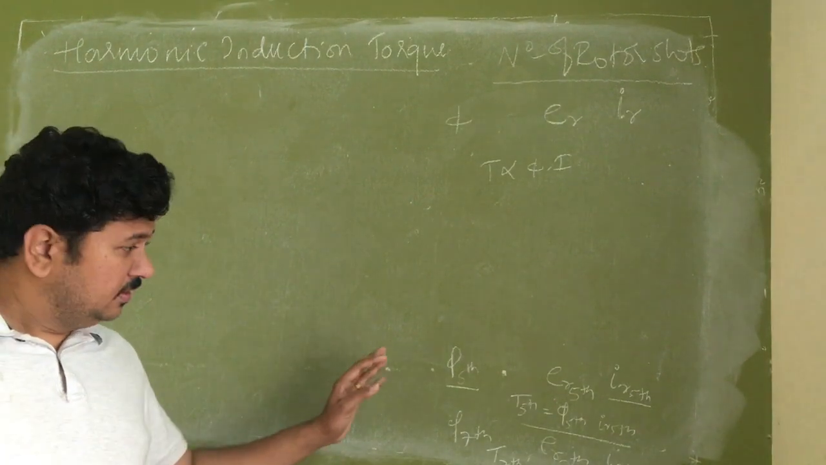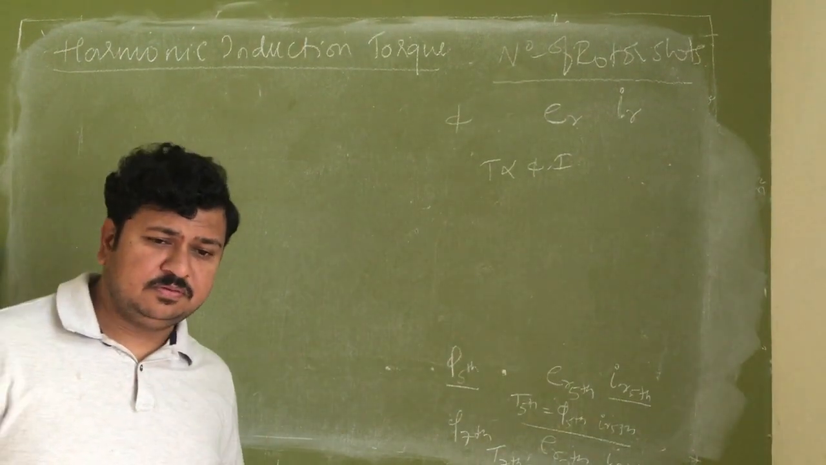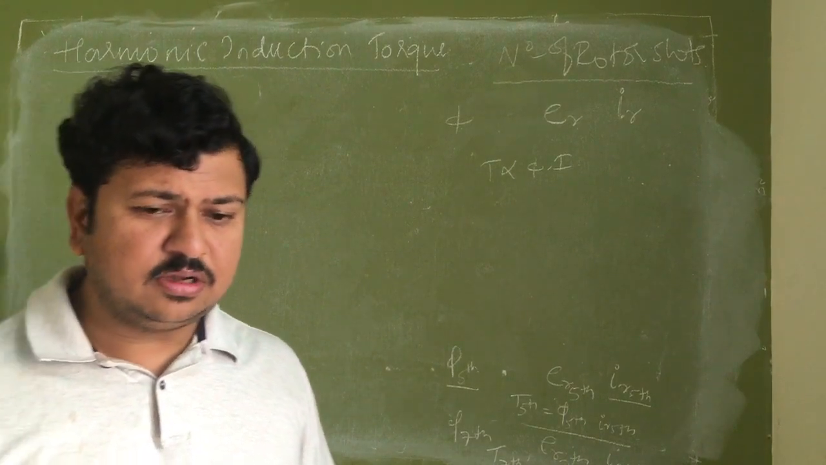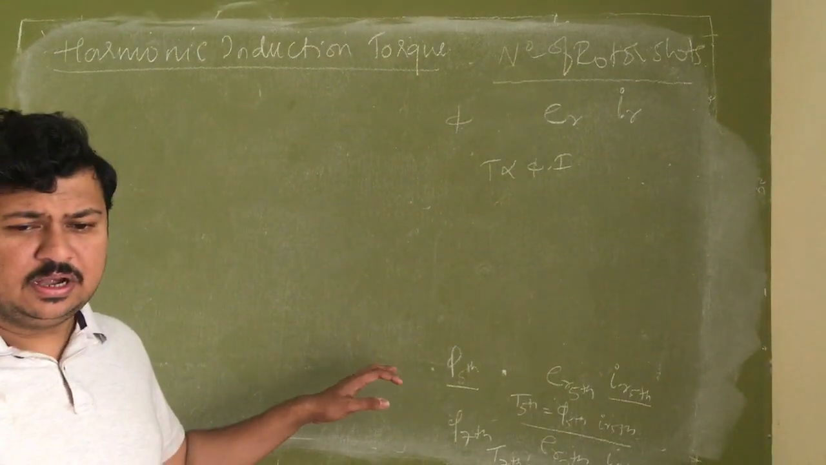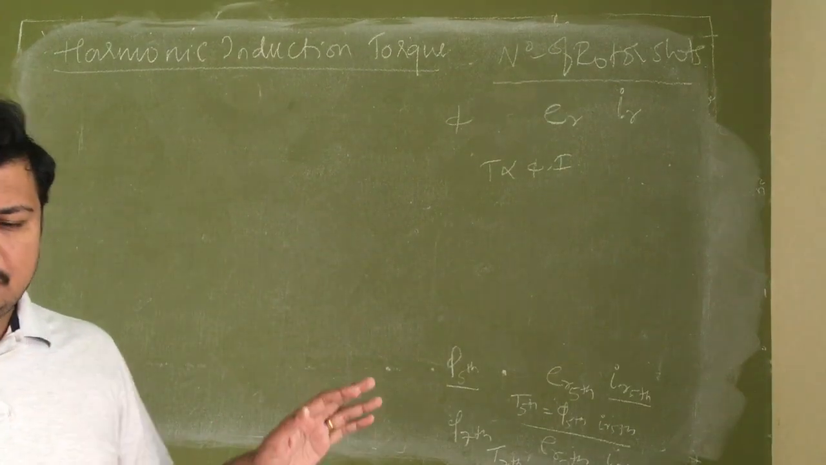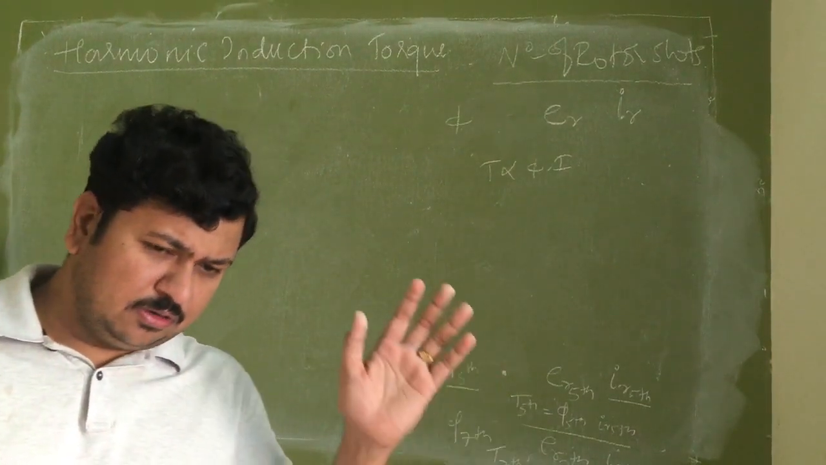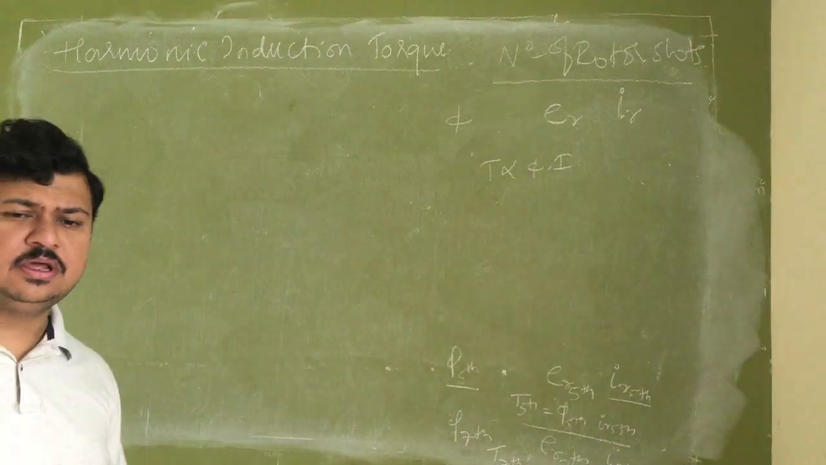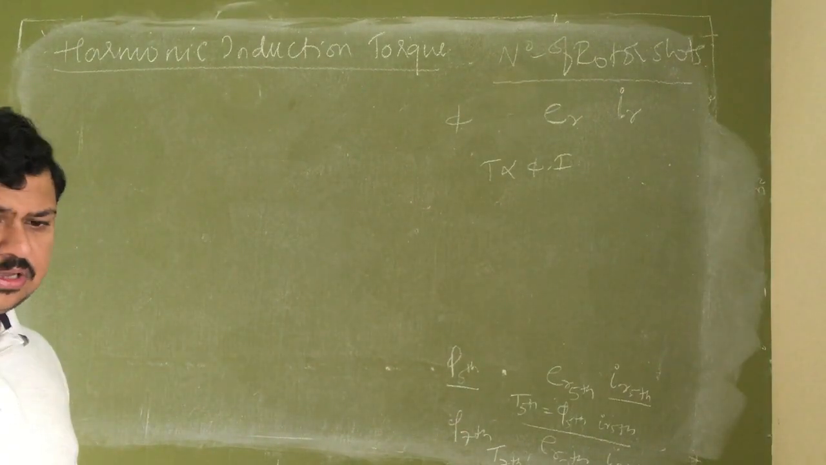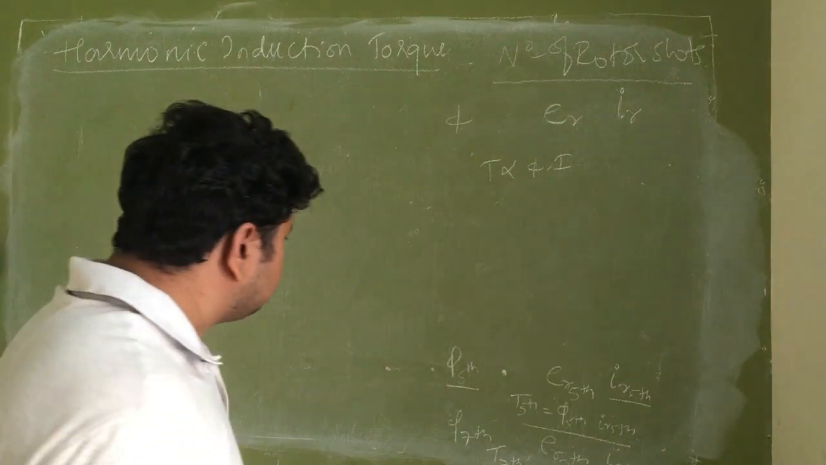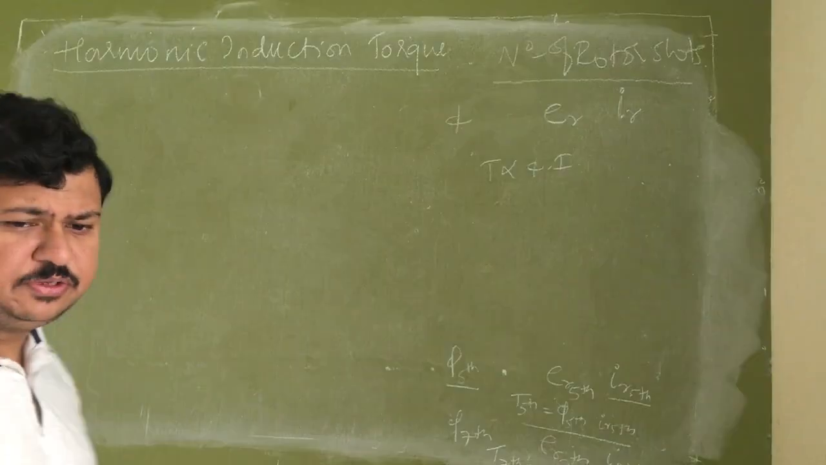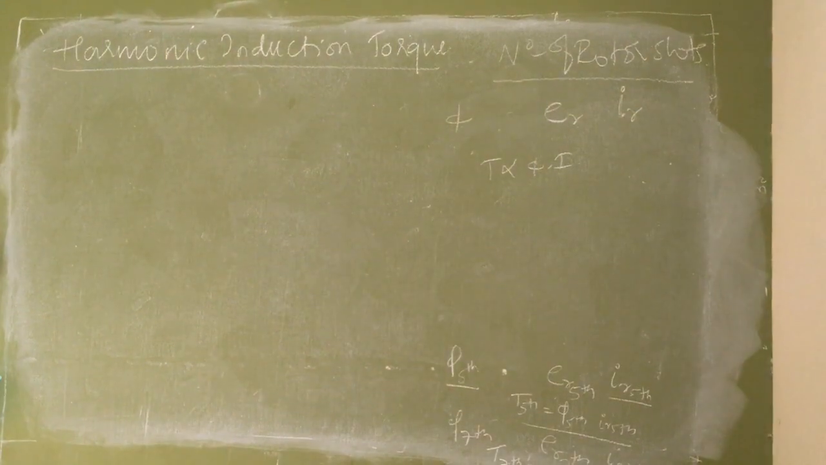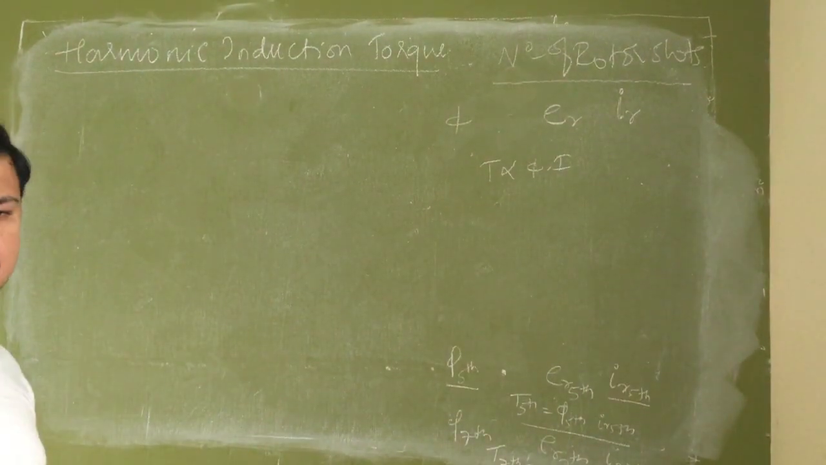Now, if these torques are dominant enough to reduce the load torque, then the motor will not run at its rated speed, but it will try to run at a much lower speed when compared to its rated value. Okay, so these torques are known as harmonic induced torques, which are creating the braking action on the induction motor rotor.